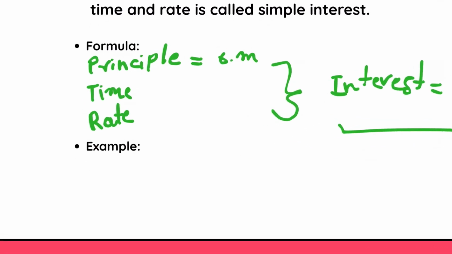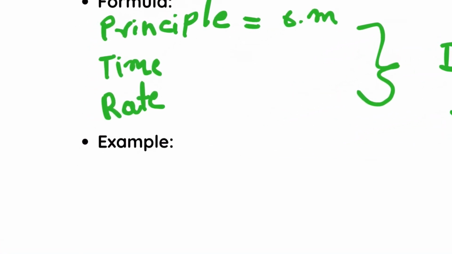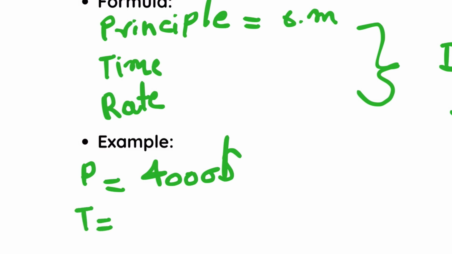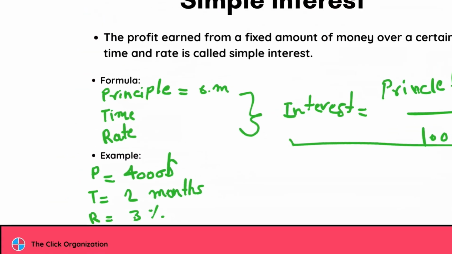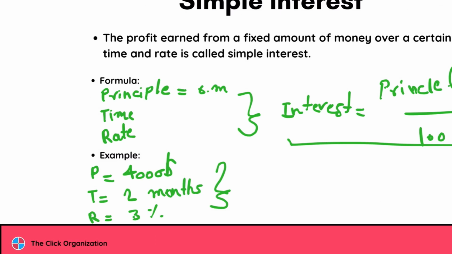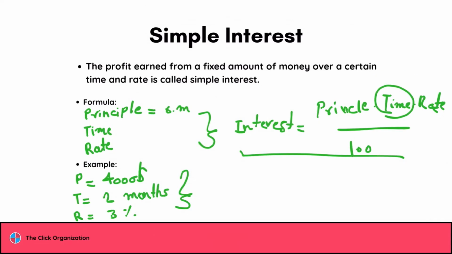Right now, let's have an example. So I have, for example, my principal. My principal is $4,000. My time is, for example, 2 months. Let's make it a little bit harder. And my rate is, for example, 3%, okay? Now let's just put all these numbers in the formula.